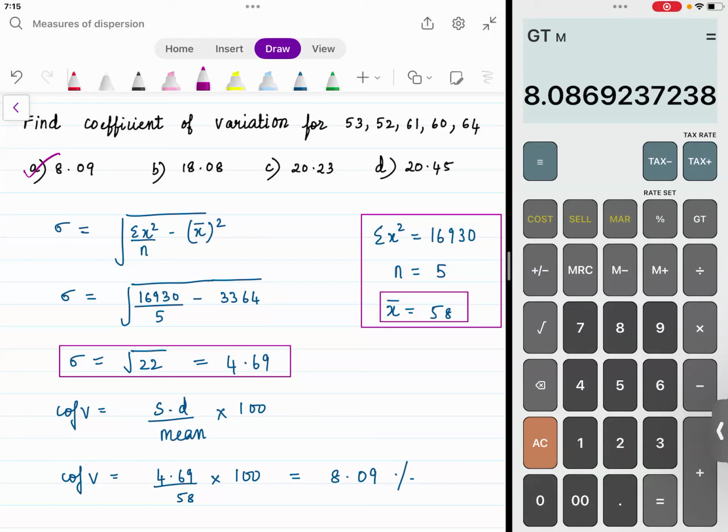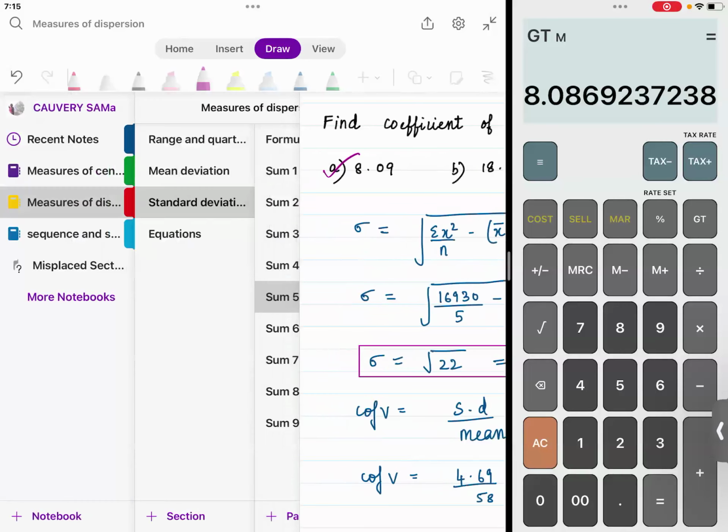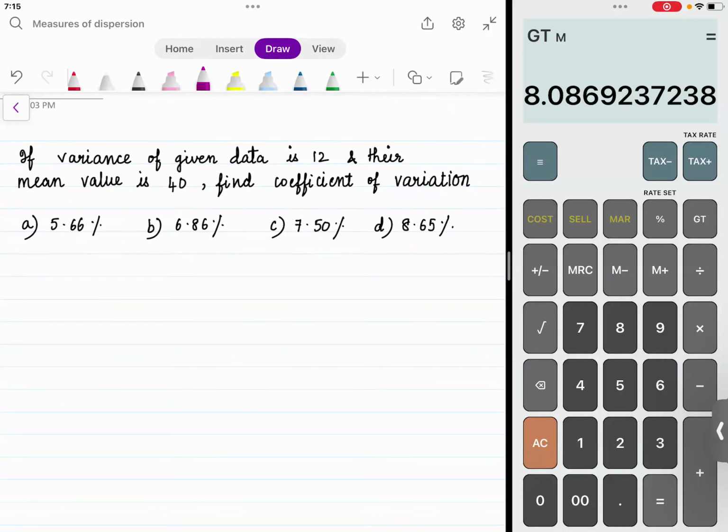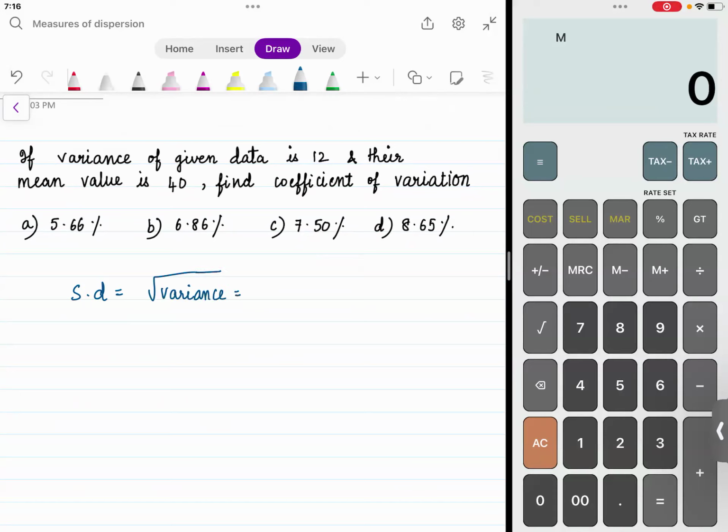Let us solve the next question. In the next question, variance is given as 12. The mean value is given as 40. They're asking us to find the coefficient of variation. If the variance is 12, what will be the standard deviation? We all know standard deviation is root of variance. So standard deviation will be equal to root of 12. What is root of 12? It is equal to 3.46.